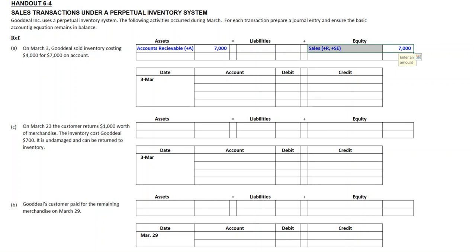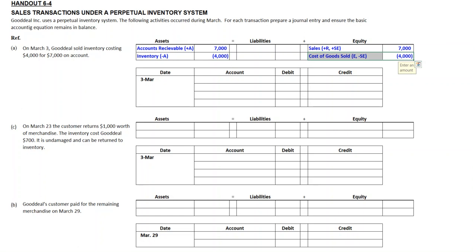That's half the transaction. The other half of the transaction is we need to decrease inventory for $4,000. That inventory cost us $4,000 and we no longer have it. So we're going to decrease an asset, inventory, for $4,000. And the matching principle says we want to match that cost with the revenues it generated. So at the same time, we're going to record cost of goods sold, an expense, which will decrease stockholders' equity.